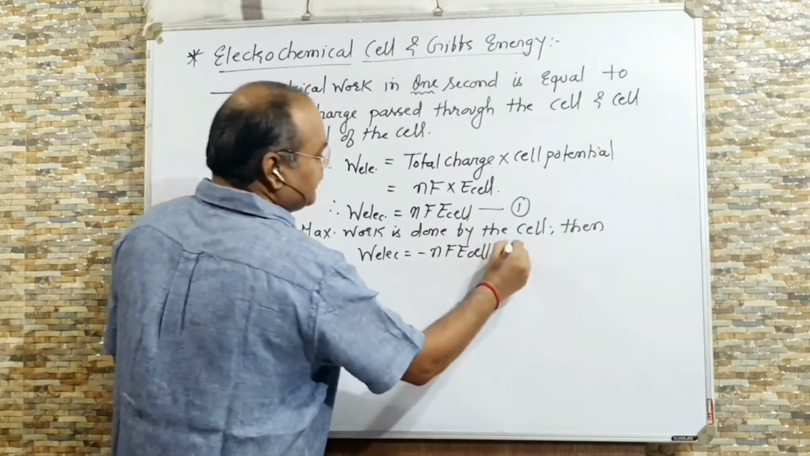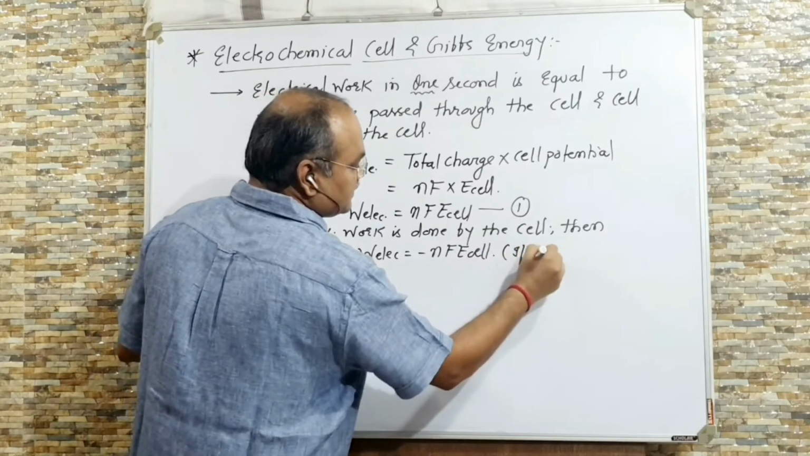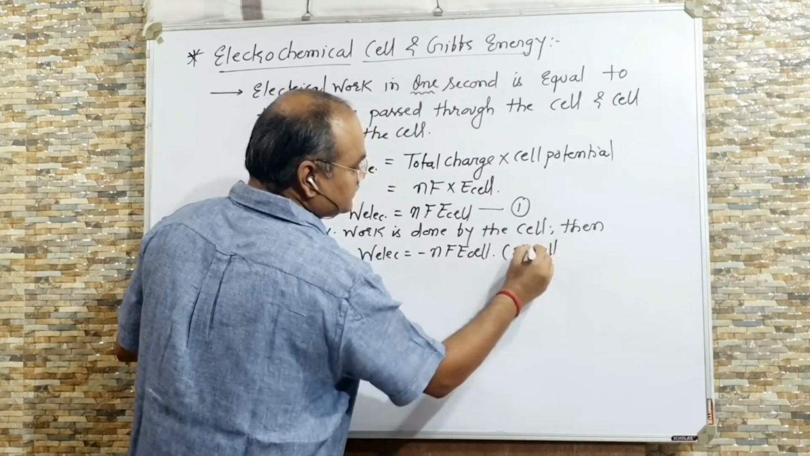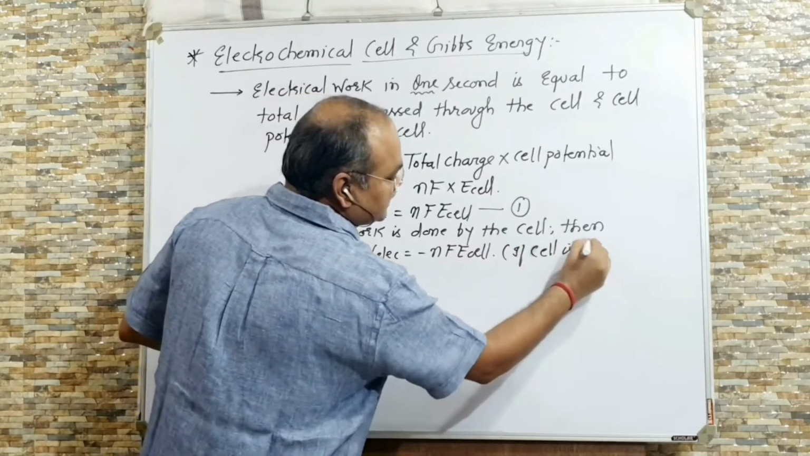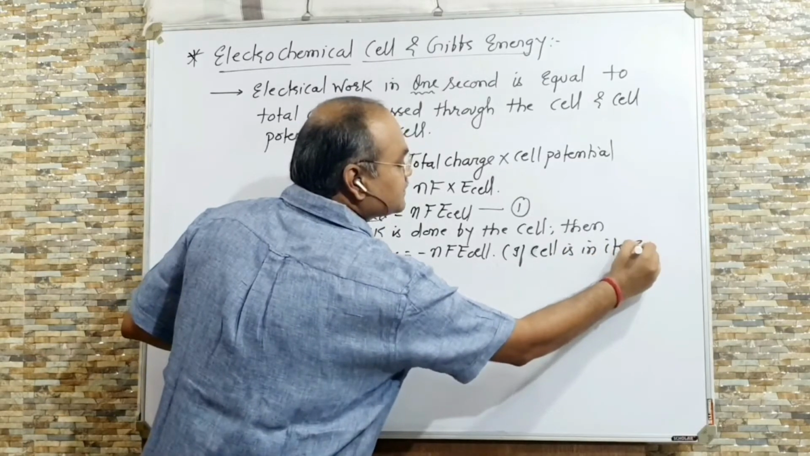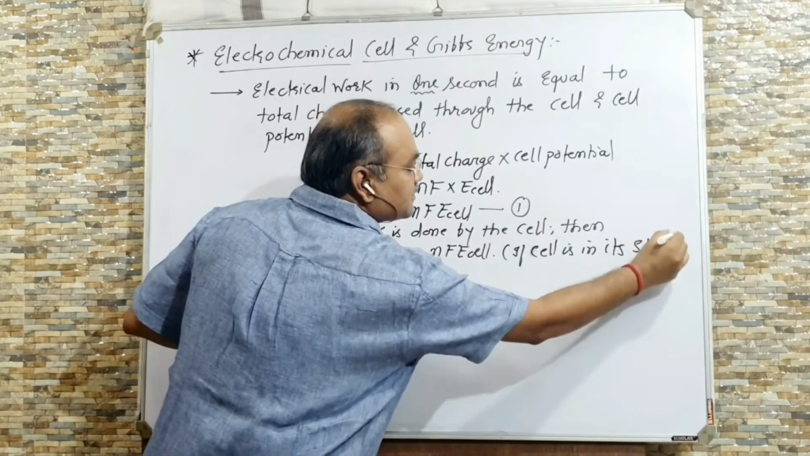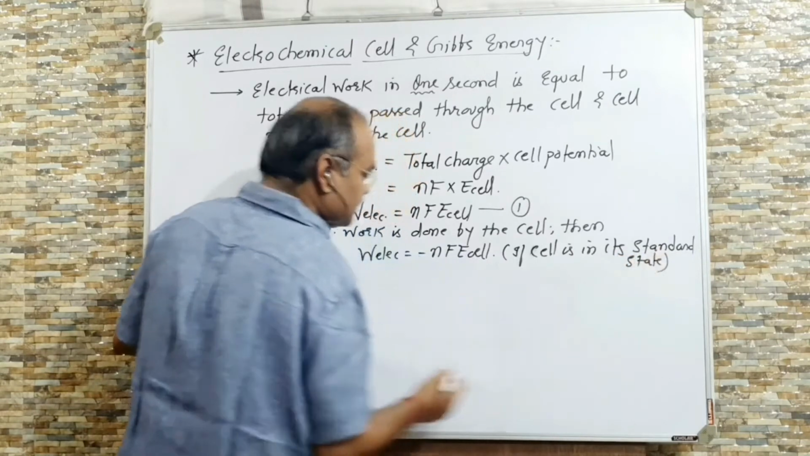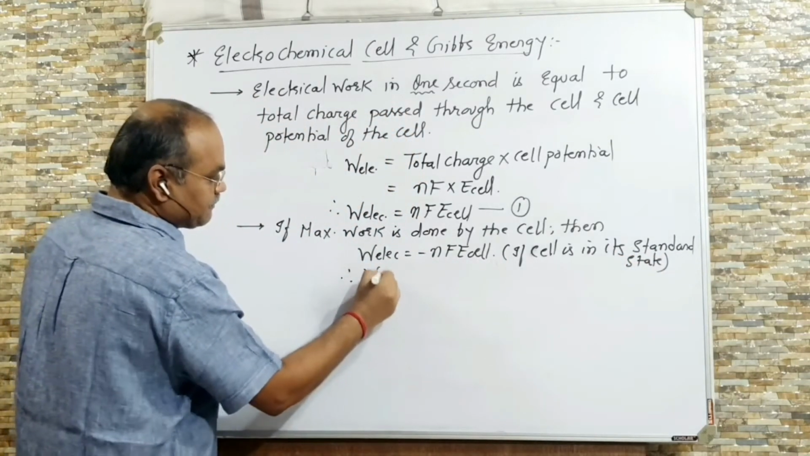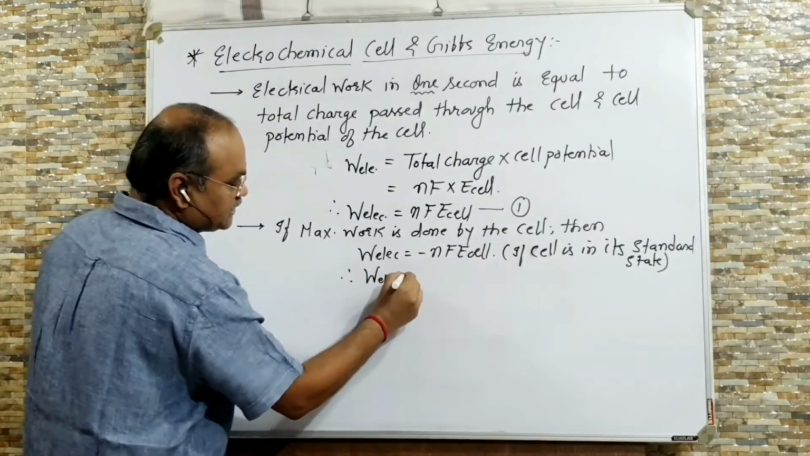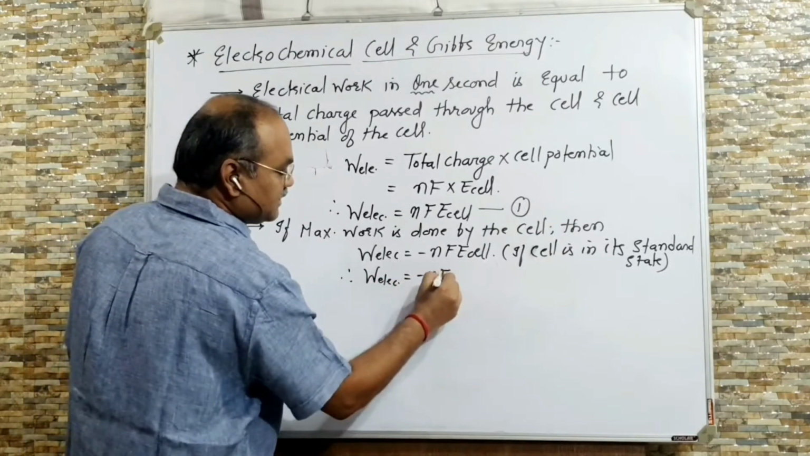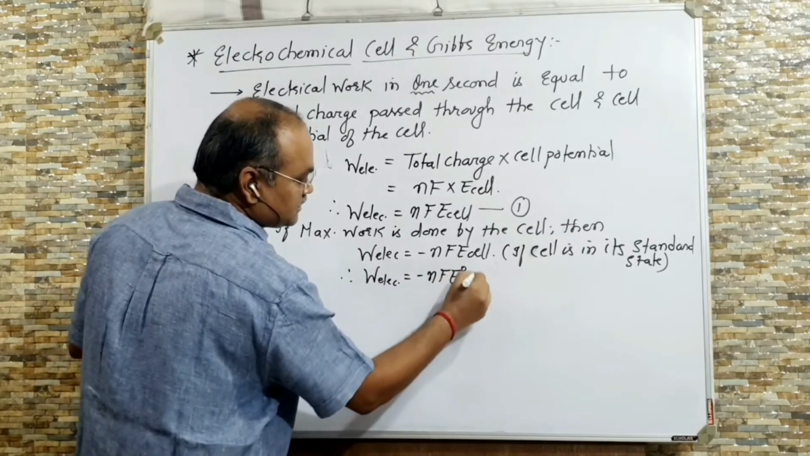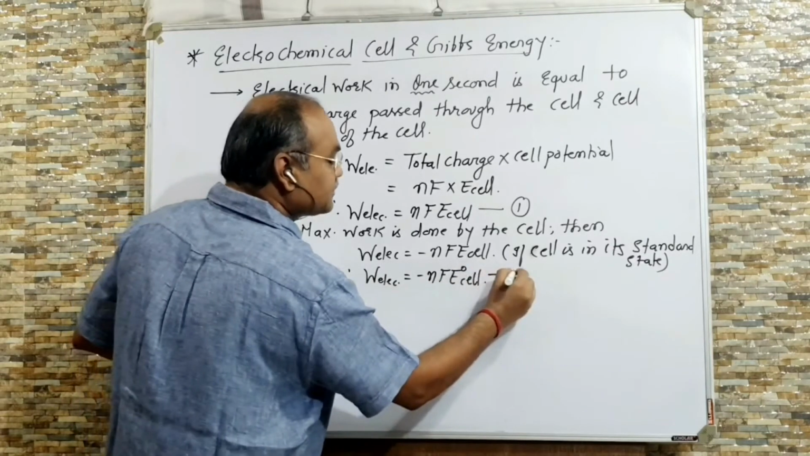Right? If the cell is in its standard state, then you can write W electrical is equal to minus nF E0 cell for standard.